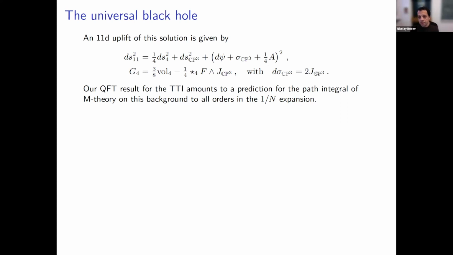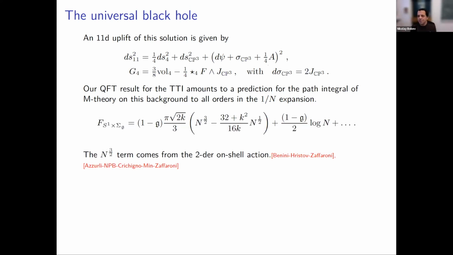And this J is the Kähler form on CP3. So this is an explicit analytic solution of 11-dimensional supergravity. And the results I showed you for this index should be interpreted in AdS/CFT as some kind of an answer for the path integral of M theory on this background. Okay, so this sounds like a big claim I'm trying to make. Let's see if it's actually true.